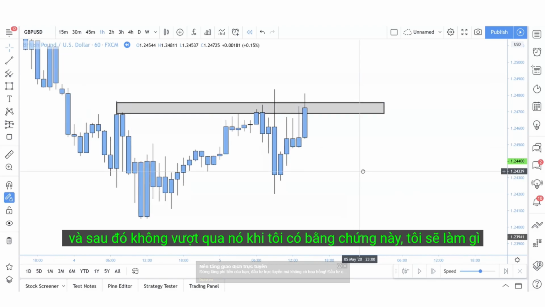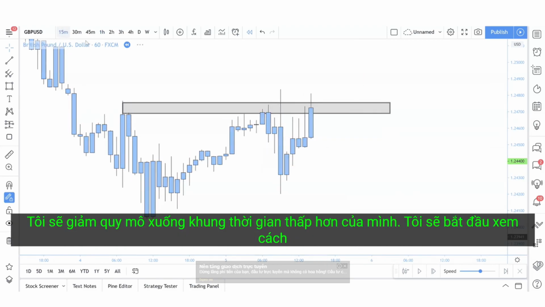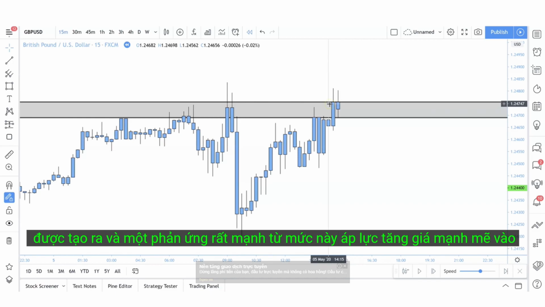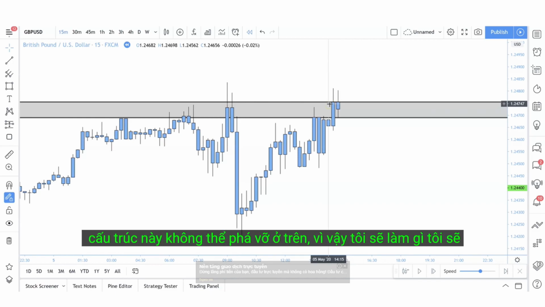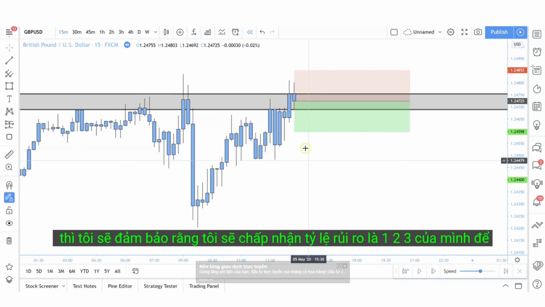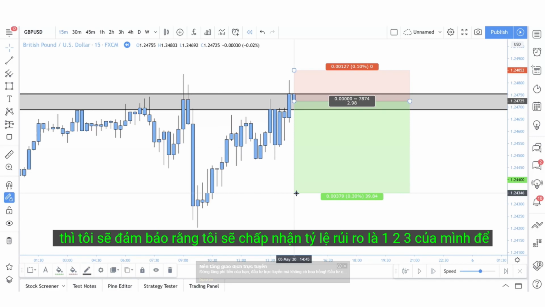When I get this evidence, what am I going to do? I'm going to scale down to my lower time frames. I'm going to start to see how price is reacting in and around this level. We can see here that we have a level created and a very strong reaction from this level. Strong bullish pressure into this structure, failing to break above. So what am I going to do? I'm going to take this trade with an instant execution. Stop loss above structure. And then I'm going to make sure that I'm going for my 1-to-3 risk to reward ratio. So let's play this one out and let's see what happens.